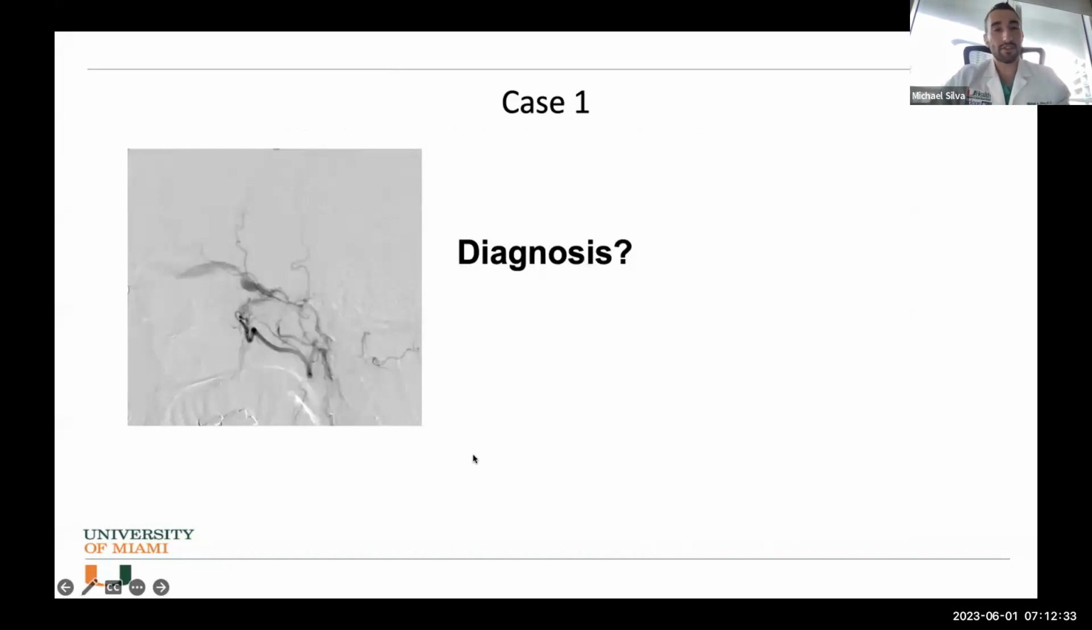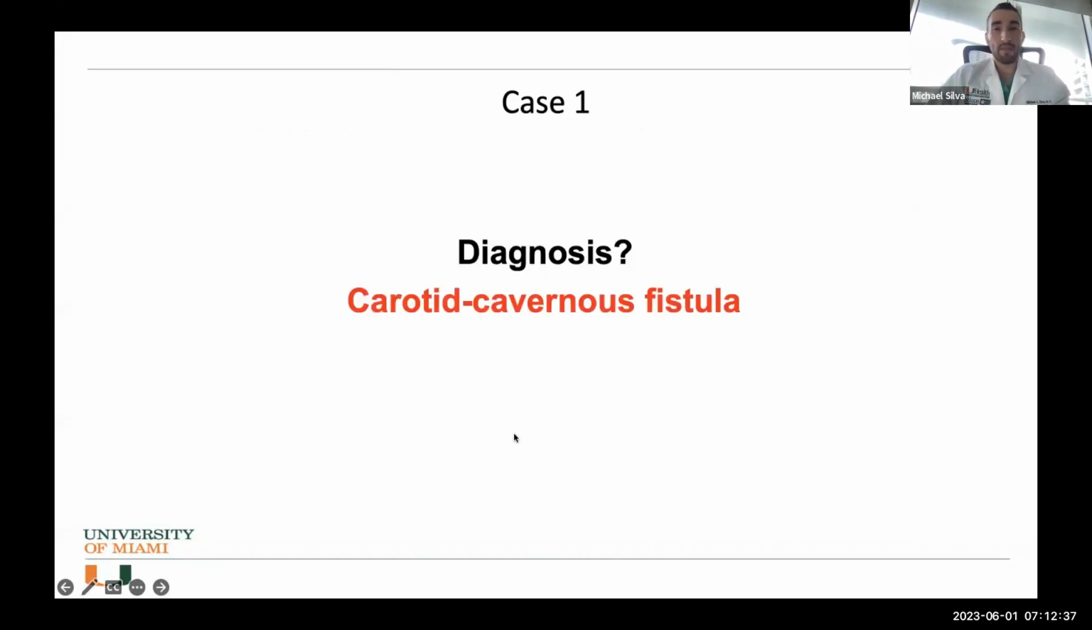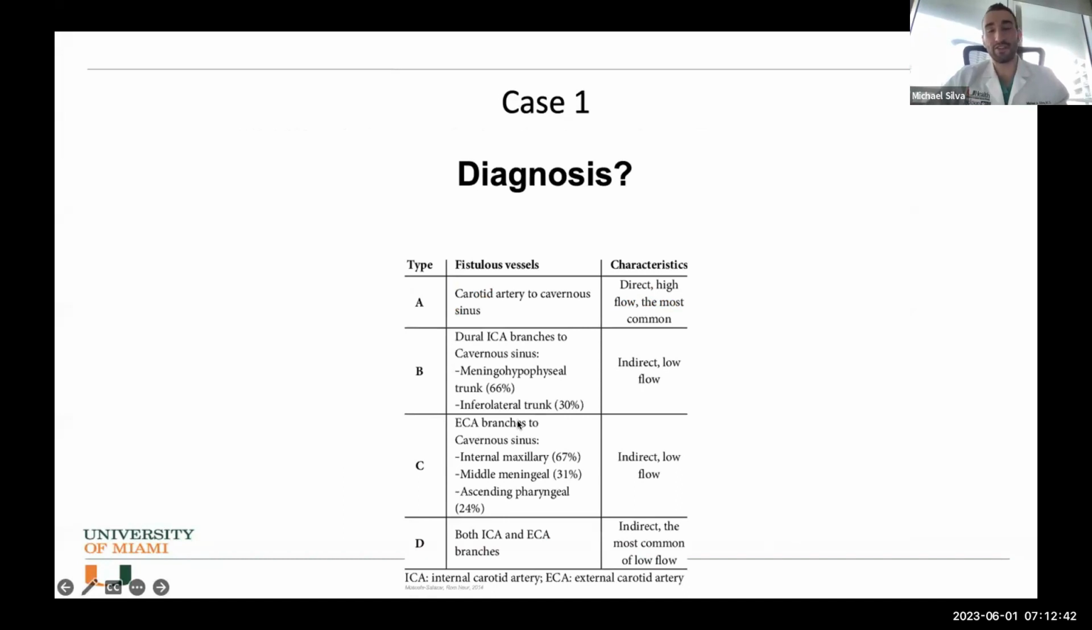So the diagnosis here is just a pretty classic image of a carotid cavernous fistula. There are different ways to think about carotid cavernous fistulas, and the details of the grading systems aren't necessarily important to memorize, but the principles are important.